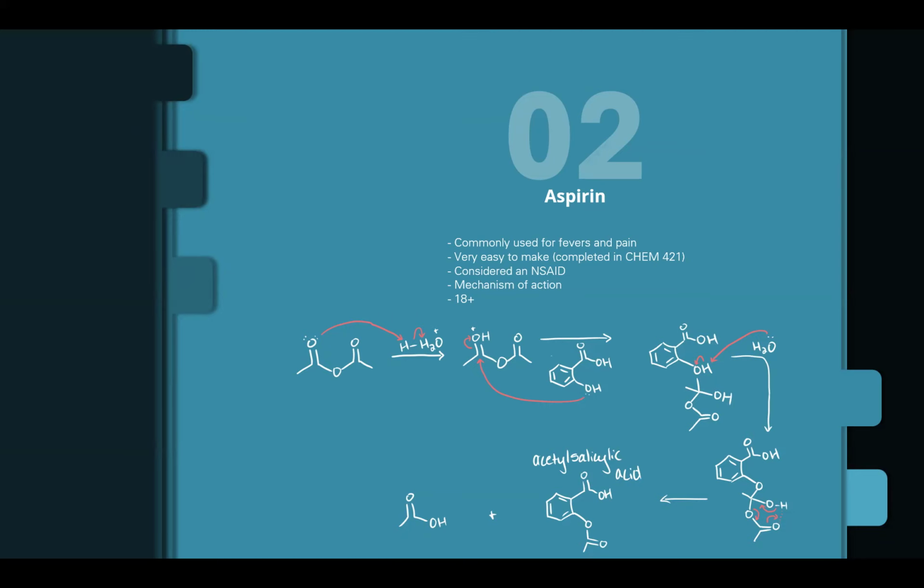I do have one more thing that I want to say about aspirin, which is that it has been linked to Reye's syndrome. So if you're under the age of 18, I would not recommend taking it, because that's usually where Reye's syndrome comes from. It's commonly found in teenagers and in kids.